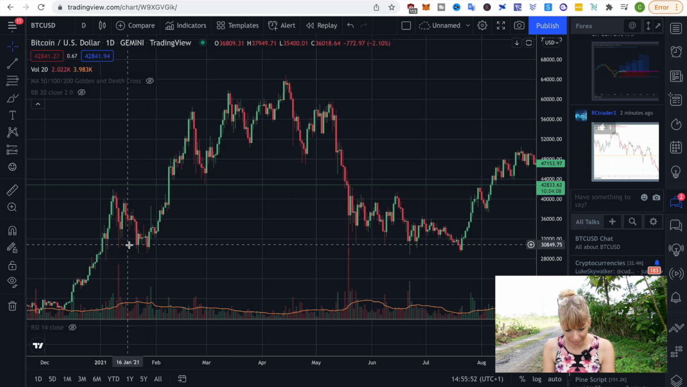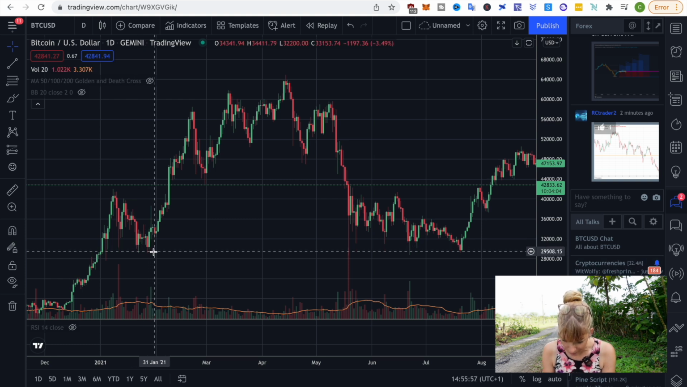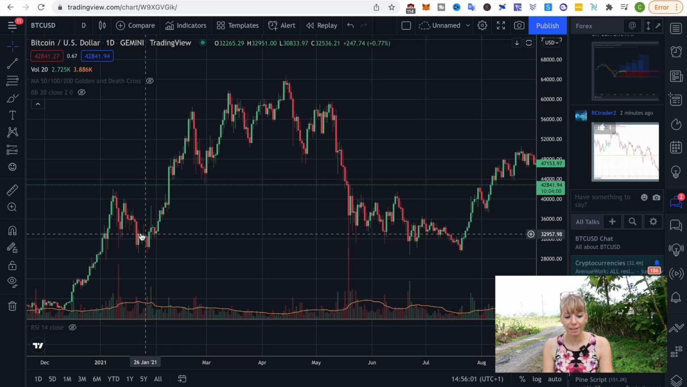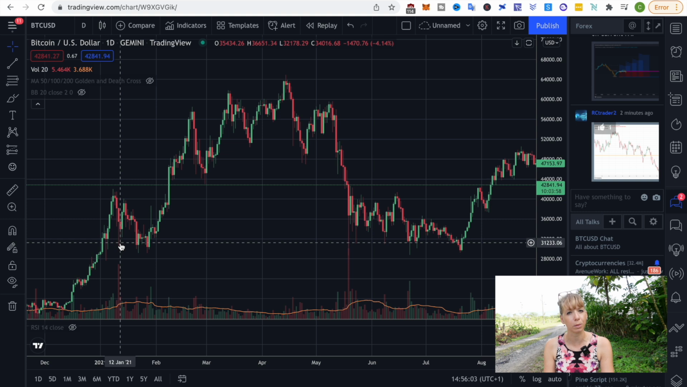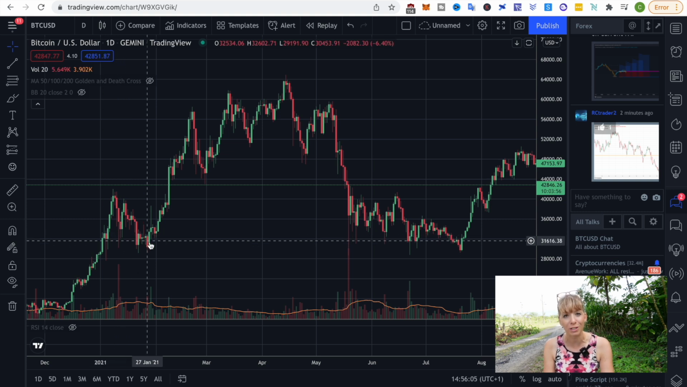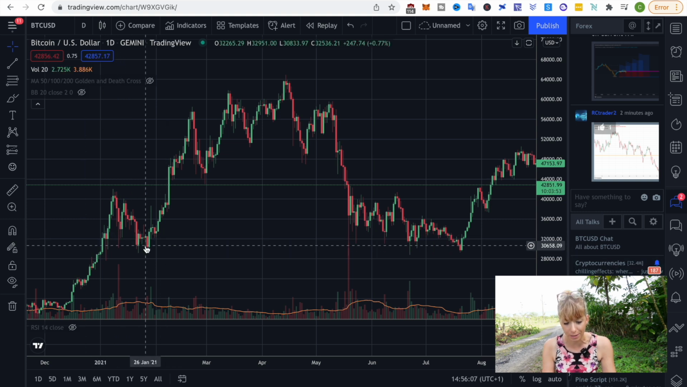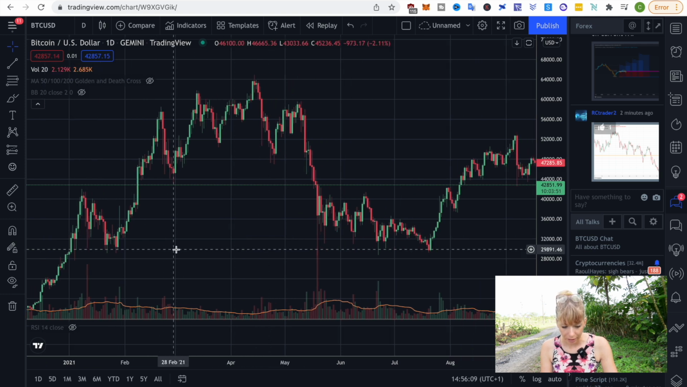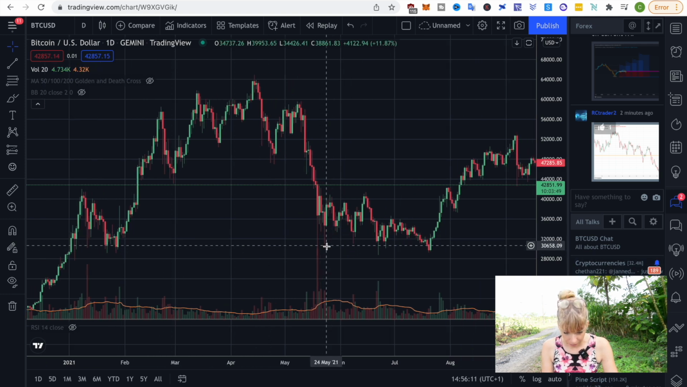So that area would be between about 29,000 and 32,000. That zone is a pretty strong support zone because it has been touched a couple of times by a couple of wicks or bodies. So let's look at what happened here. That was that area.